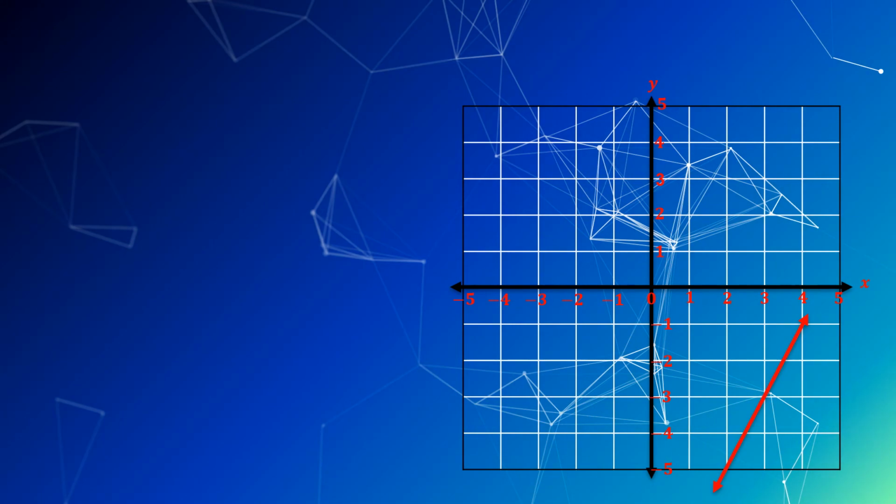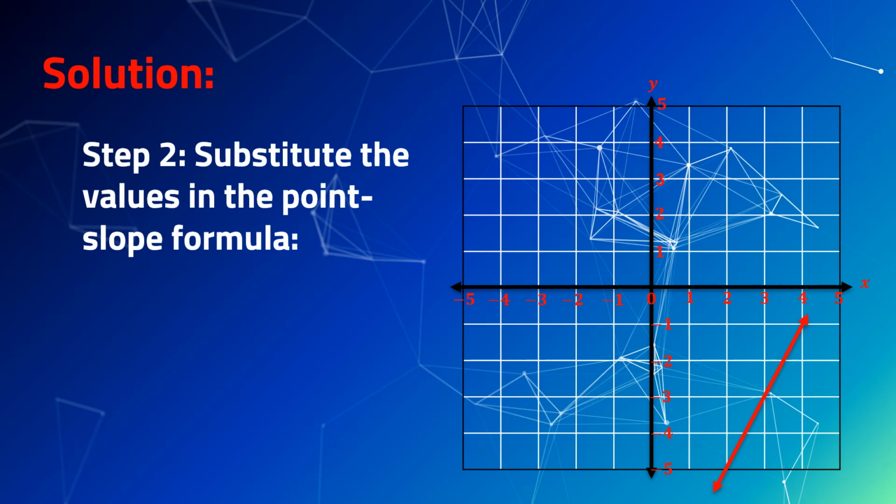Okay, the given here is different from the previous example, wherein the first example had 2 points. Here the given is a slope and a point, so the formula we're going to use is different. So step 2, we substitute the values using the point-slope formula, and that is y minus y sub 1 equals m times the quantity of x minus x sub 1.